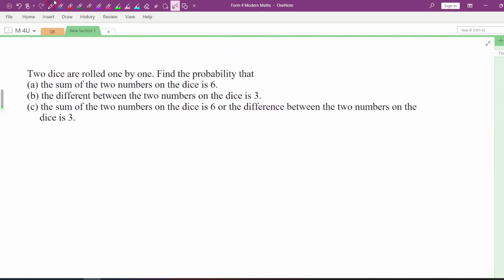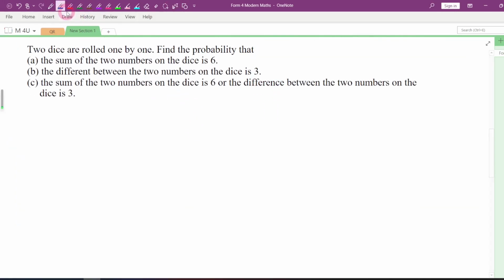Now, let's try another example. 2 dice are rolled one by one. Find the probability that the sum of the two numbers on the dice is 6, and so on. So in this situation, I would suggest you draw a diagram to help you get the answer.